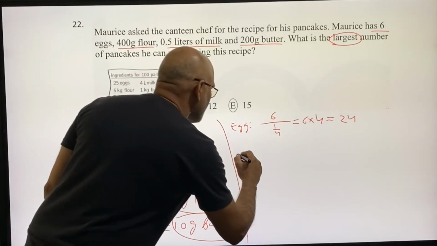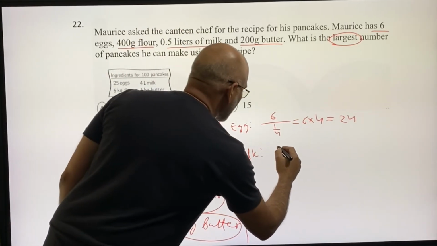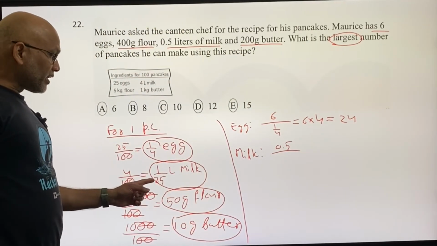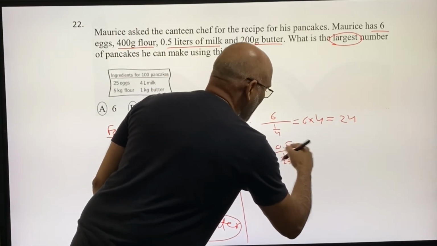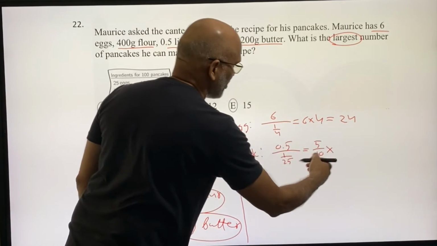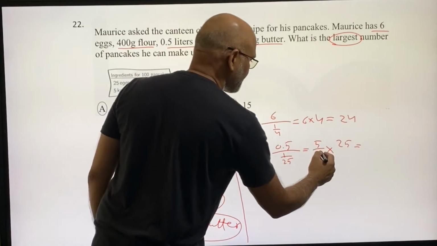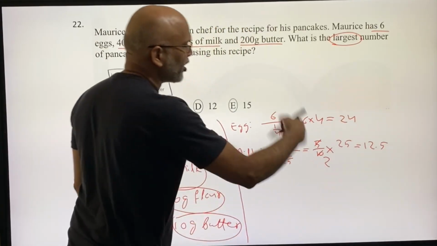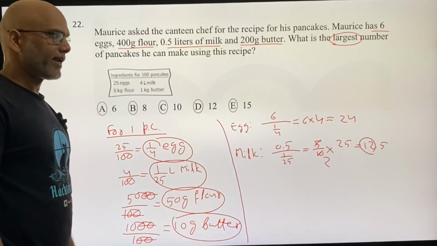With the milk, how much milk do I have? 0.5 liters of milk, right? But for one pancake, I need 1/25 liter. So 0.5 divided by 1 over 25. So 0.5 is basically 5 over 10, and then this one will flip up. So this is 25. So this is going to be 12.5. But I cannot make half a pancake, right? So this will be 12. So with just the milk, I can make 12 pancakes.